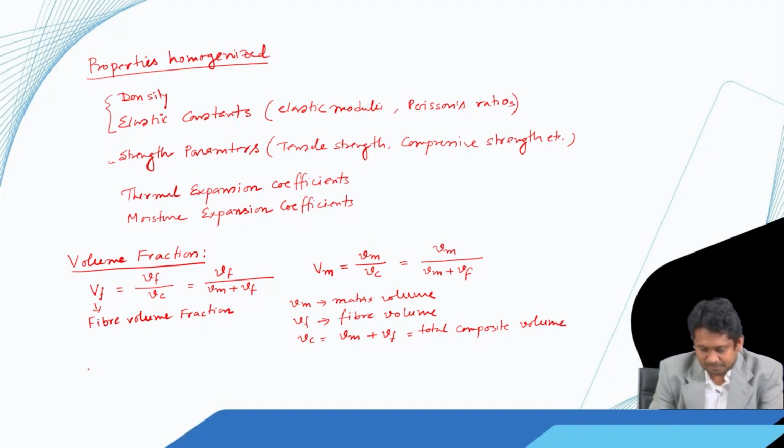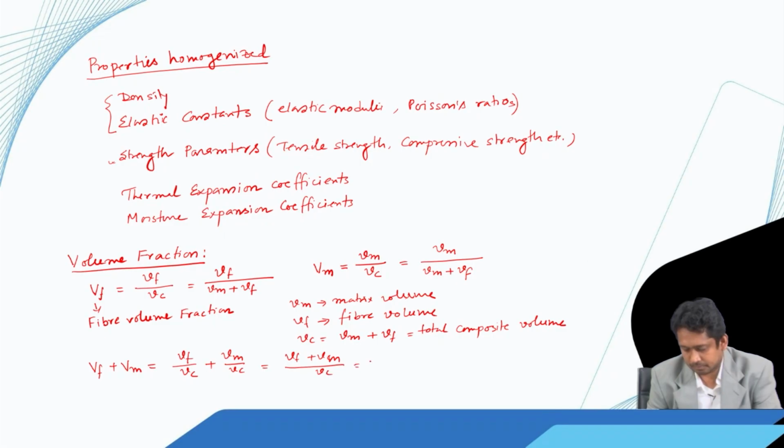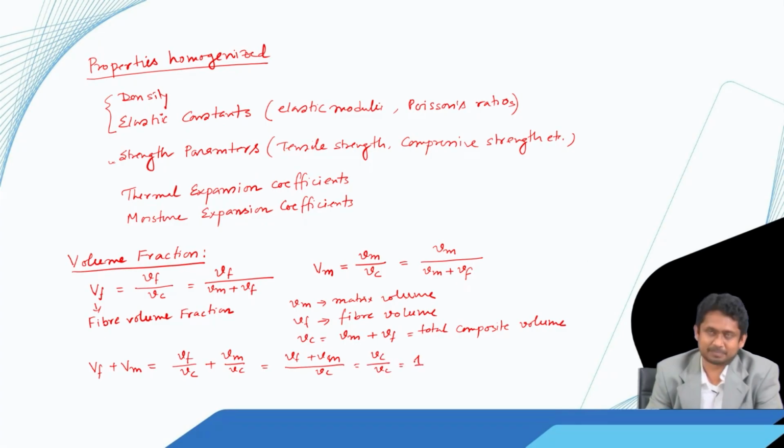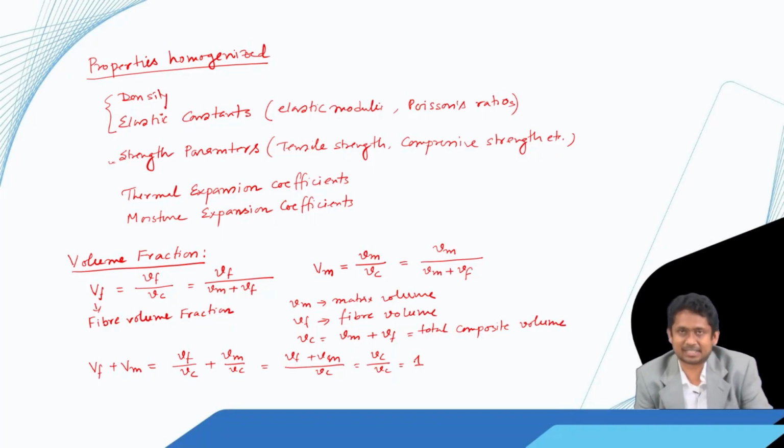Now, one straightforward conclusion of this result is, if we just add the two fractions, Vf by Vc plus Vm by Vc, in the numerator and denominator we have both Vc. So, the total is 1. So, these two fractions on being added gives us 1.